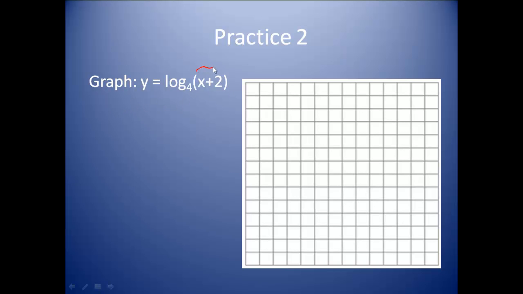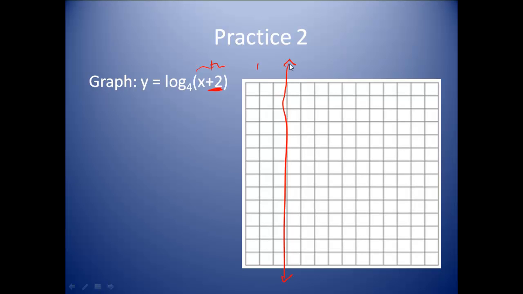So for this one, before you start to graph, you want to think about a few things like your asymptotes. Normally, our asymptote is at x equals 0, where we have a vertical asymptote. Well, now I have a shift here. I have a shift of left 2, so that means my vertical asymptote is going to be at -2.